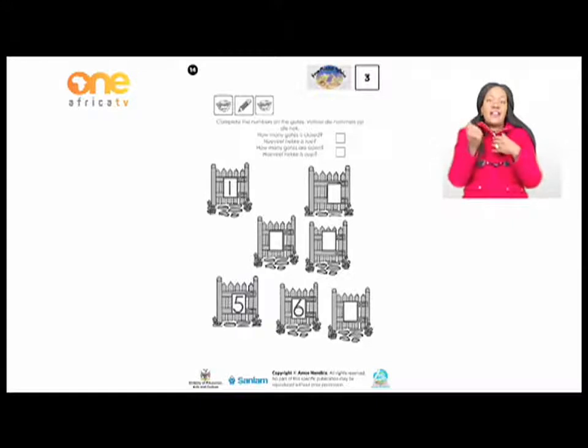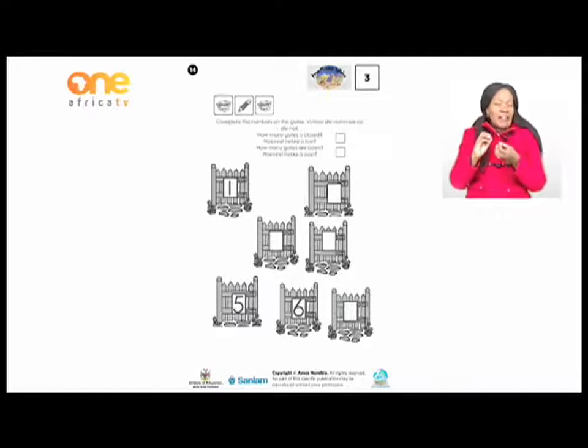We can go 1, 2, 3, 4, 5, 6, 7. Yes, there are 7 gates on the farm. Now you need to write in the missing numbers. After number 1, what number comes next? Write it in the open space of the gate just close to number 1 on the top row.